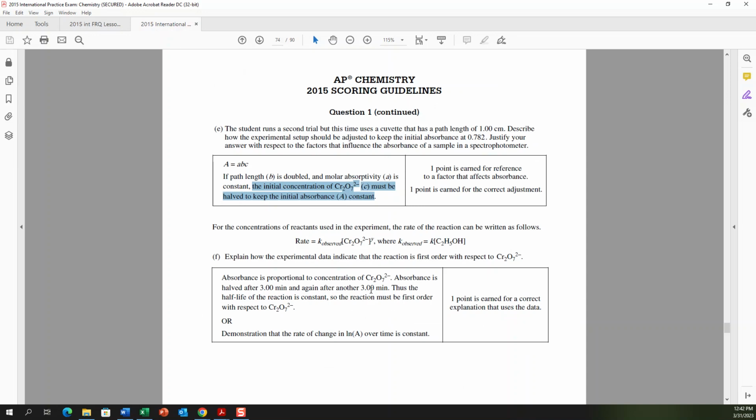So absorbance is proportional to concentration. Absorbance is halved after 3 minutes and then halved again after another 3 minutes. Thus, the half-life of the reaction is constant, so the reaction must be first order. There you go.